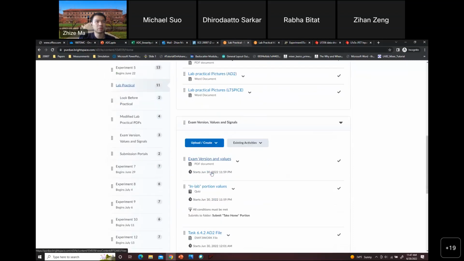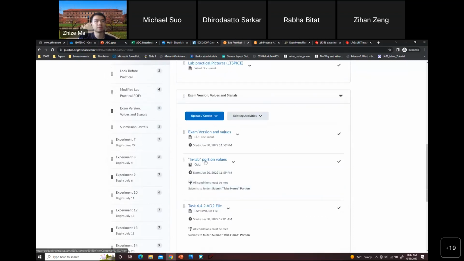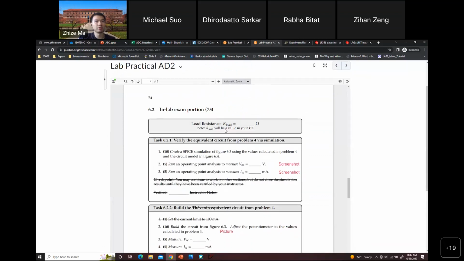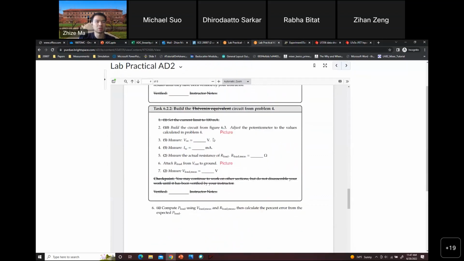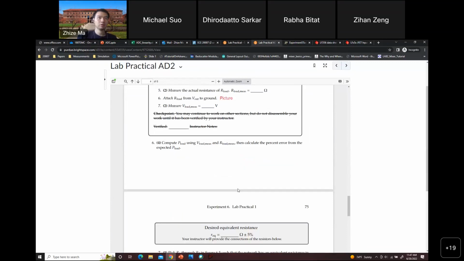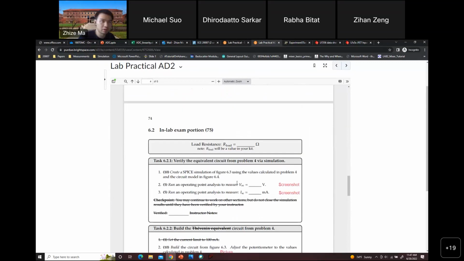So this quiz is actually just a true/false question. This quiz is telling you what's the value you will need to use for R load and what's the value you need for this R equivalent, and also this circuit diagram will be given. So that's a quiz. After you open the quiz, make sure you either take a note about the values you're going to use or take a screenshot, in case you forget it afterward.